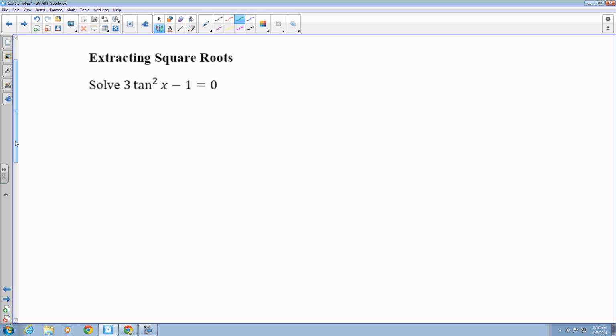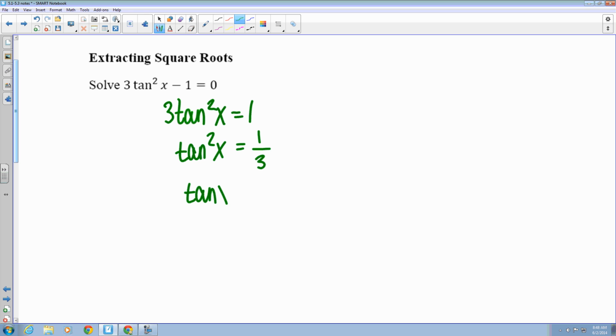Okay, this is a tangent, so we have to isolate tangent instead of sine, but it's always the same: just isolate the trig function. Add 1 to both sides, divide by 3, and take the square root. When you take the square root, you have to remember that it's plus or minus, so we're going to have more answers. So plus or minus 1 over the square root of 3.